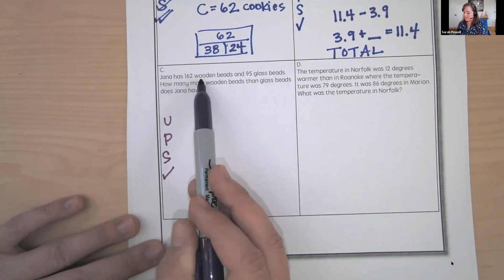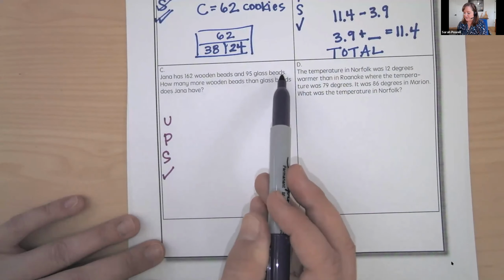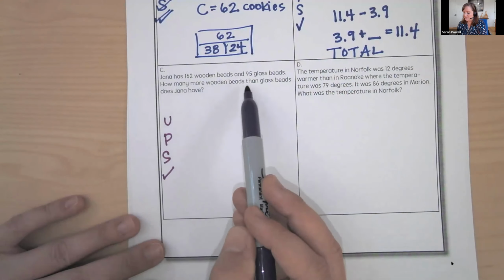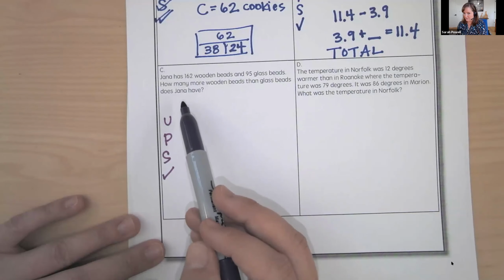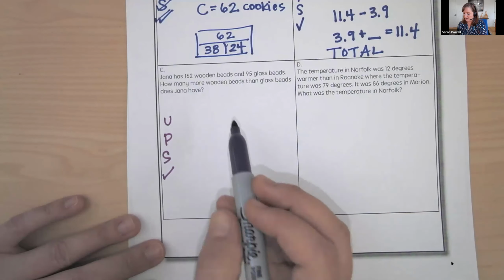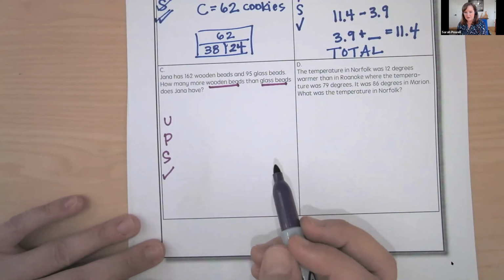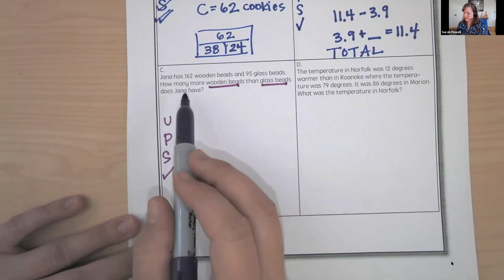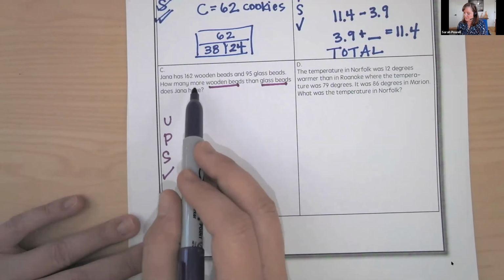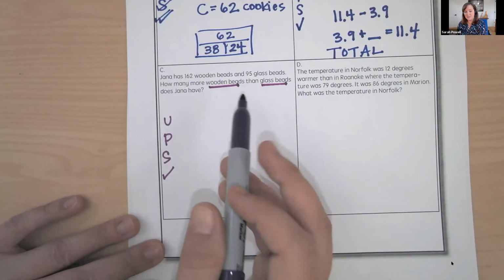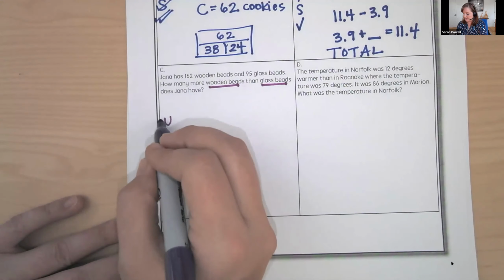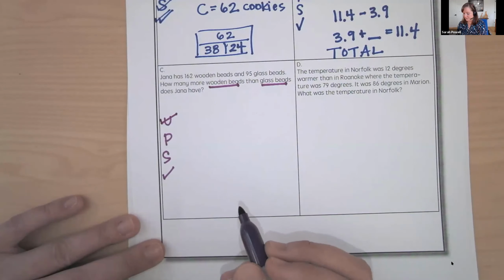Jenna has 162 wooden beads and 95 glass beads. How many more wooden beads than glass beads does Jenna have? So in this story, I have to focus on the wooden beads and the glass beads, so I'm going to underline that information. And it looks like I have to figure out how many more wooden beads than glass beads, so I have to compare them. So I've got a basic understanding of the problem.